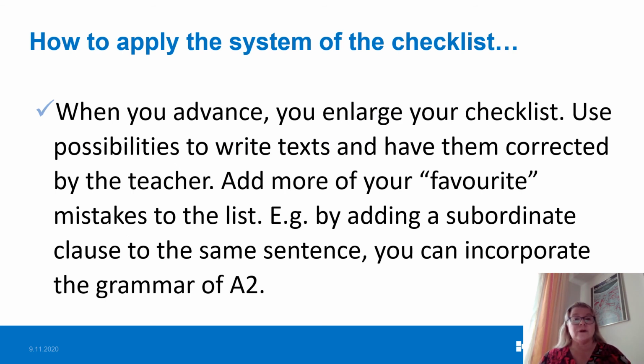So, when you advance, you can also enlarge your checklist. Use possibilities to write texts and have them corrected by the teacher. Then add more of your favorite mistakes to the list. For instance, by adding a subordinate clause to the same sentence, you can incorporate the grammar of A2.